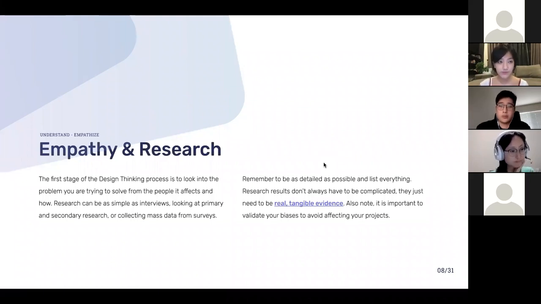The research and the findings that we get here don't have to be complicated or complex at all. They're just very simple ways of collecting information, such as looking at primary or secondary sources, collecting mass data, or even one-on-one interviews. The goal is to get real and tangible evidence so that we can move forward with and begin defining what the problem is.